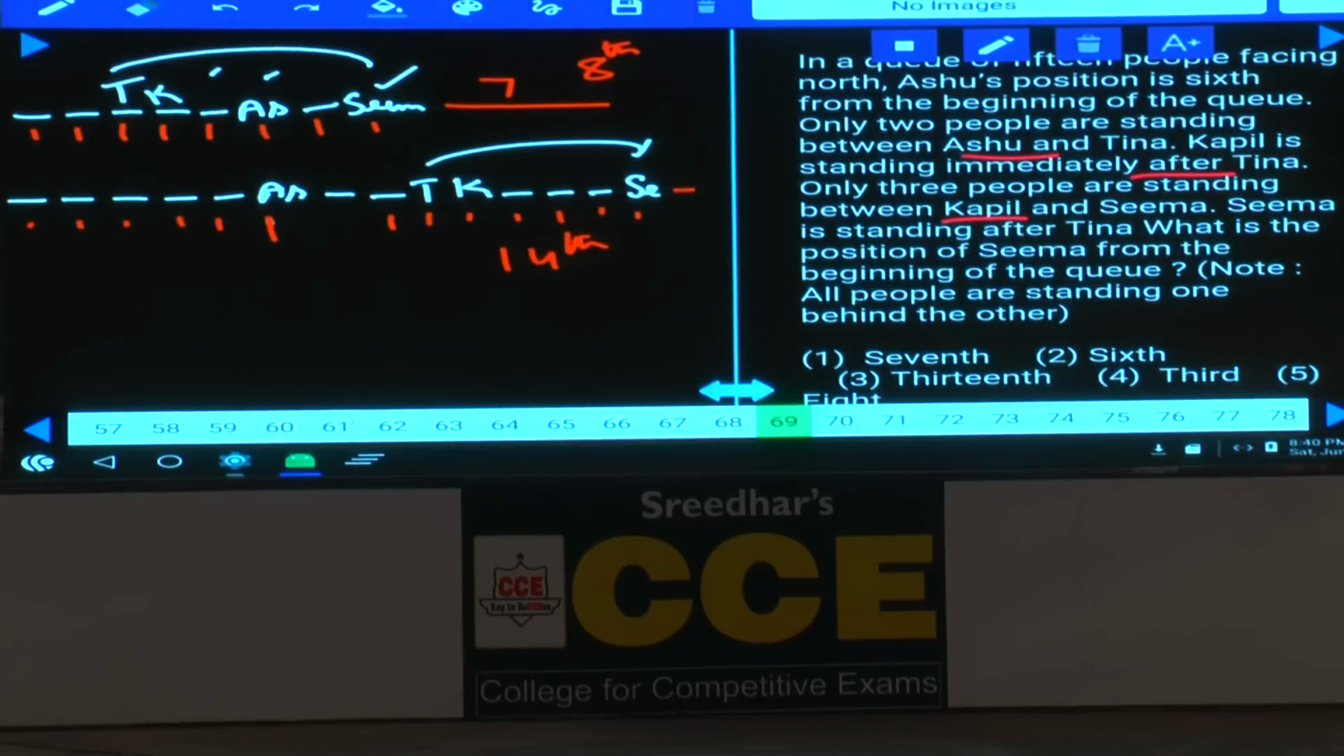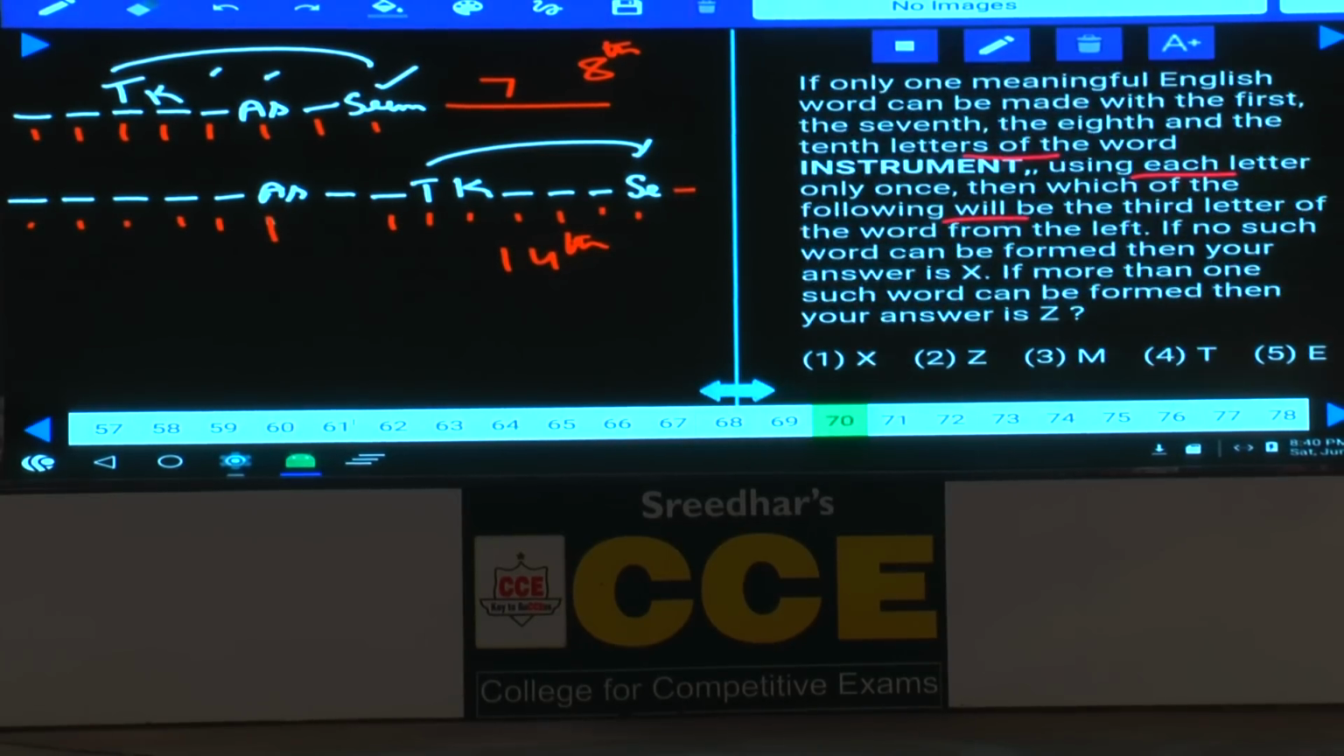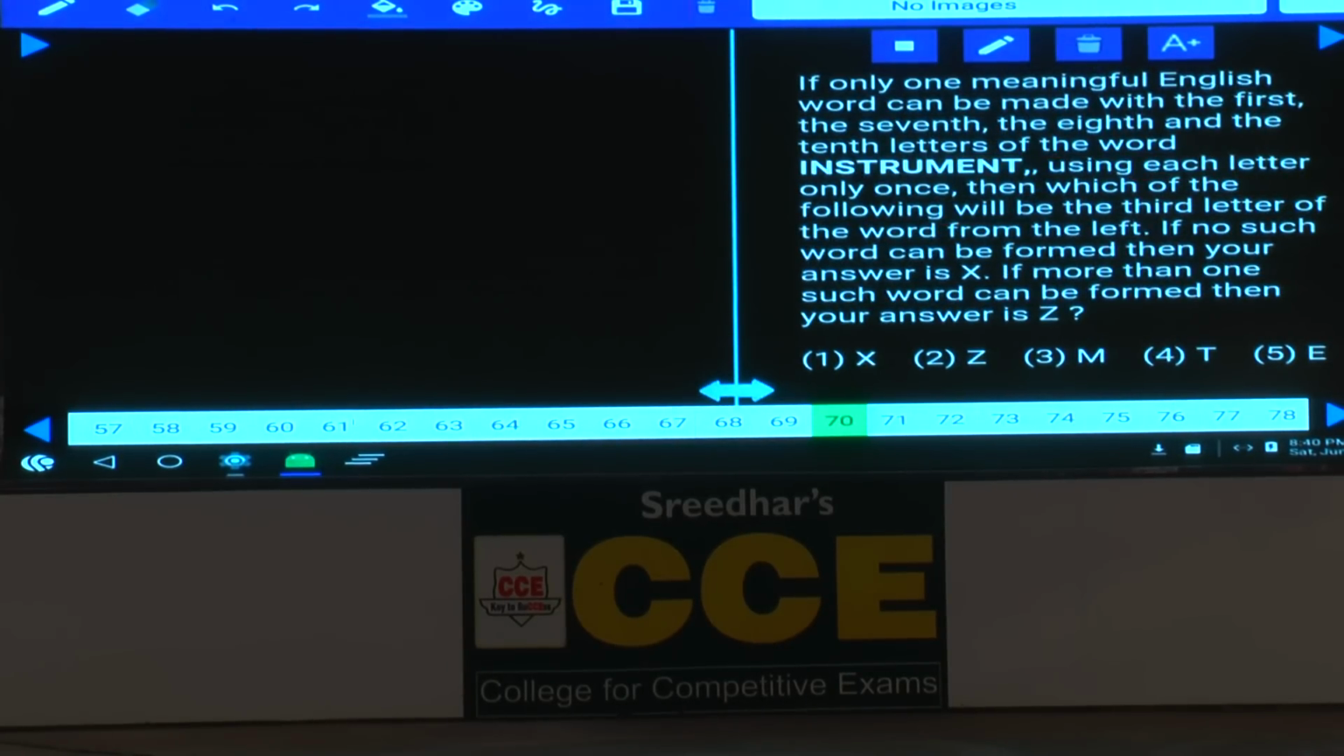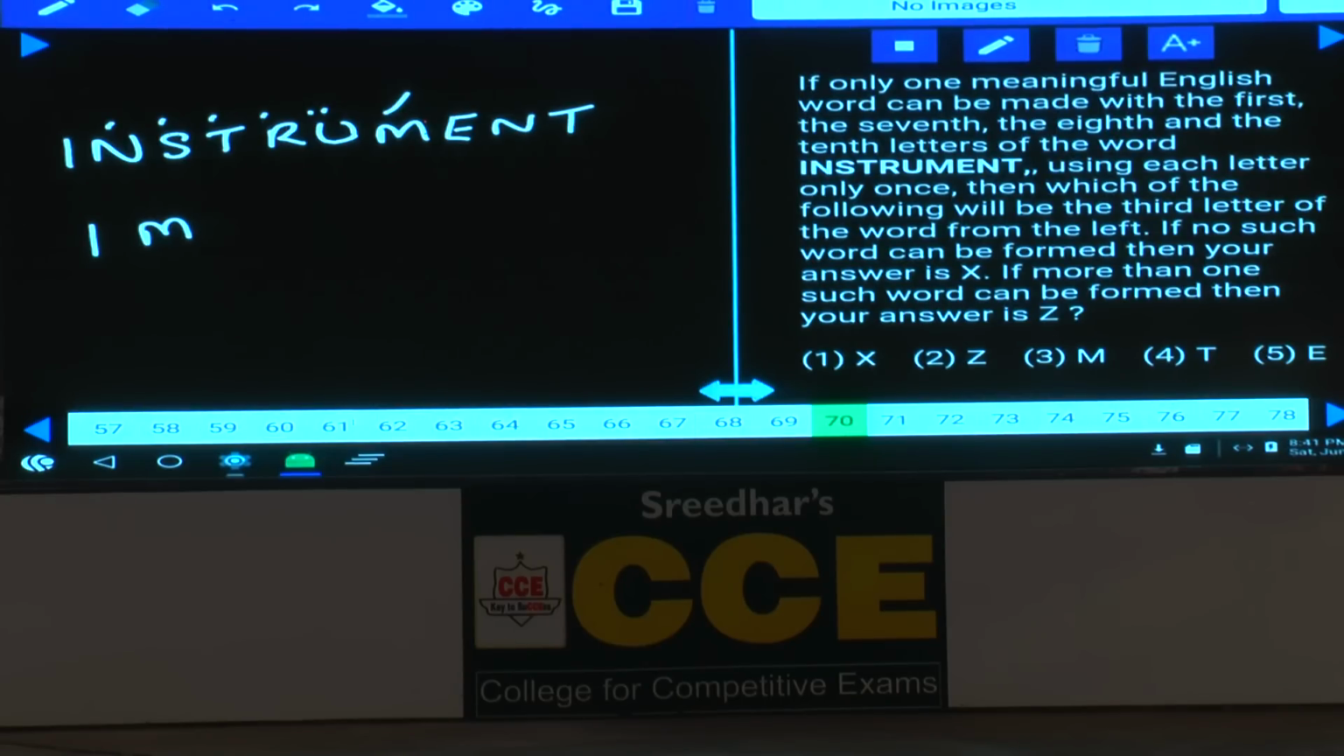Then next one, question number 70. Now in this question number 70, in the word INSTRUMENT, if only one meaningful English word can be made with the 1st, 7th, 8th and 10th letters. 1, 2, 3, 4, 5, 6, 7 is M, 1 is I, 8 is E, and 10 is T.